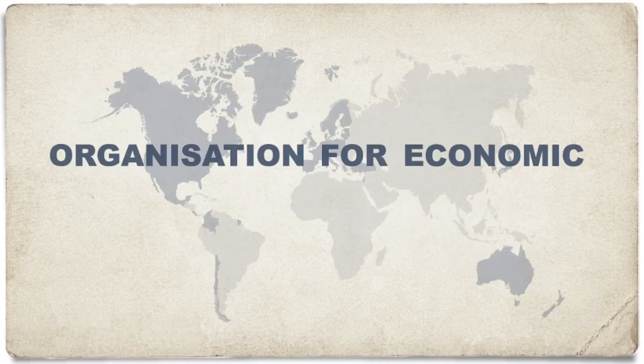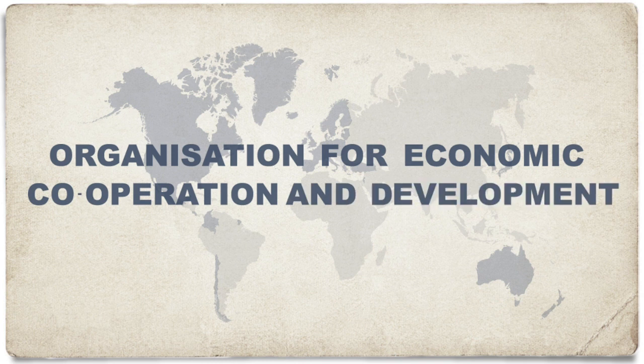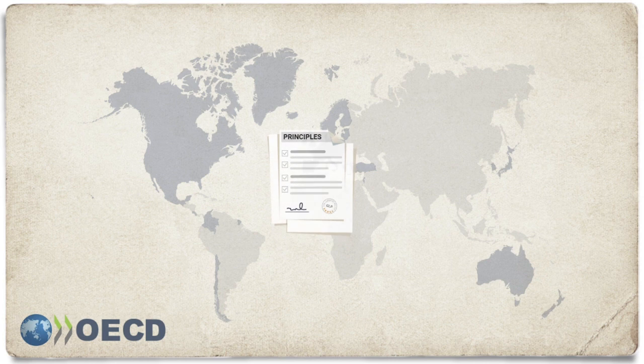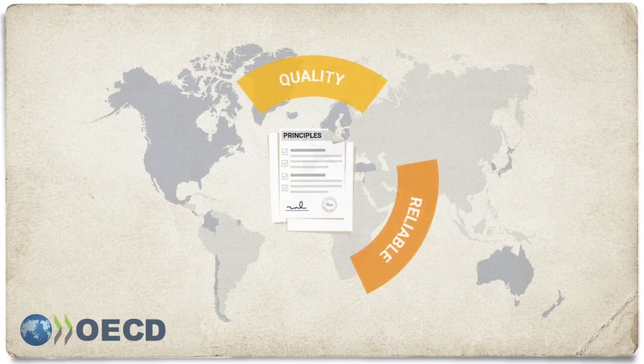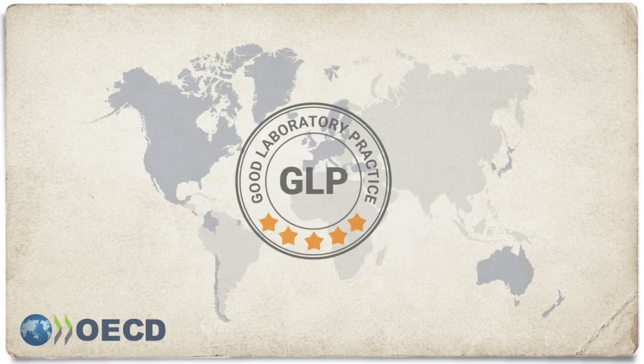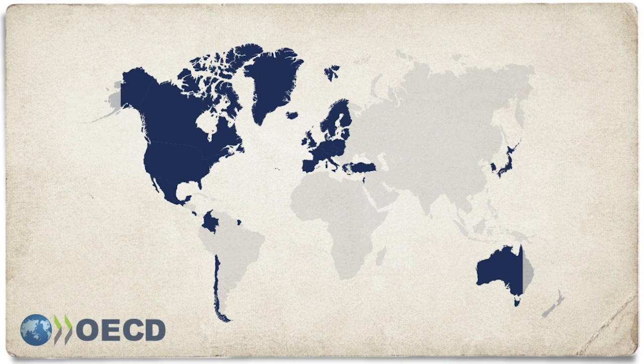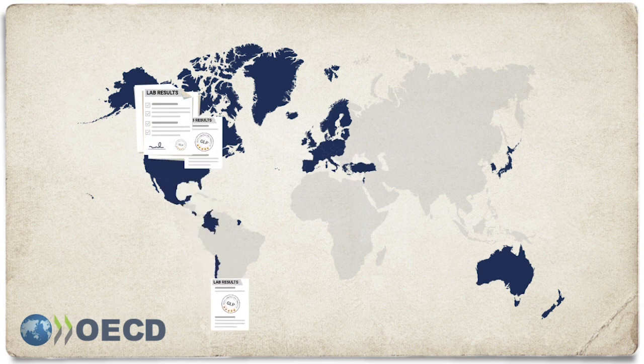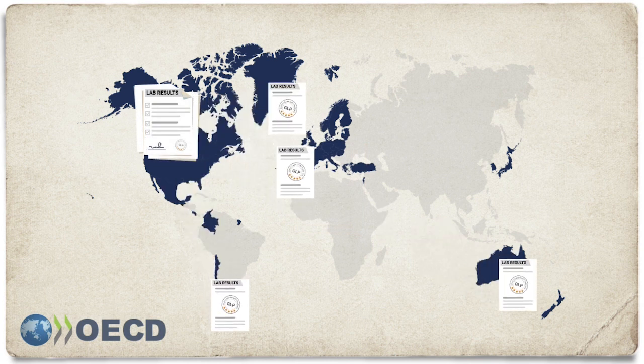The Organization for Economic Cooperation and Development, commonly known as OECD, has established a series of principles for assuring the quality, reliability, and trustworthiness of non-clinical laboratory testing. These principles have now become known as current good laboratory practice. These allow the results of laboratory studies undertaken in compliance with the principles of GLP in one member country to be accepted in all other OECD countries.